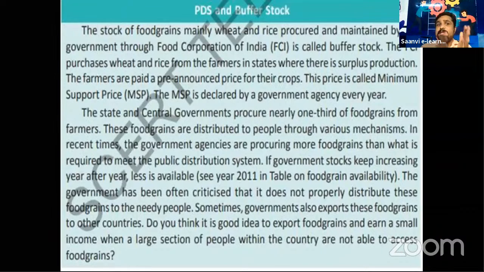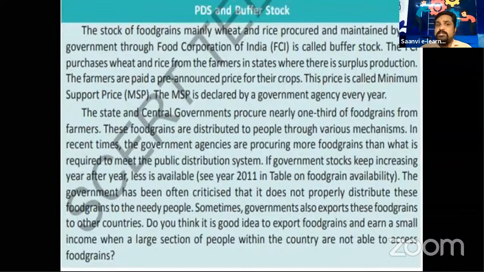Now let us see what the stock of food grains, mainly wheat and rice, procured and maintained. What is the meaning of procure? Obtain. Okay, procured and maintained by the government through the Food Corporation of India, FCI, is called buffer stock, very important terms. They stock that product there. When food scarcity occurs, the FCI distributes the extra products, whatever they have, especially rice and wheat, to the scarce, famine region where the food scarcity occurred. So that particular region receives food items from the Food Corporation of India.